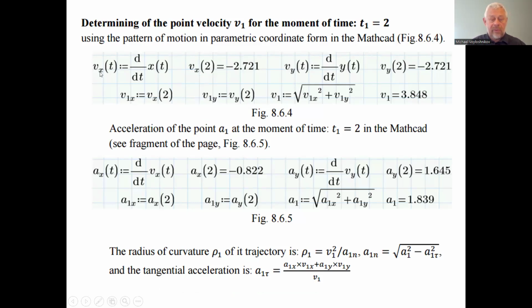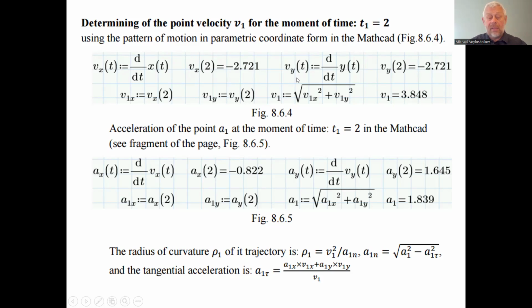coordinate. The component of the velocity projection on the abscissa axis is the derivative of the coordinate dependence on time. So in the Mathcad we use the option in the panel for finding the derivative, that is, the velocity on t dependence: shift colon, assign the derivative of x. Next we can find, at the assigned time t2 equal to 2, the magnitude of the component of the velocity at time t equal to 2, equal to minus 2.721.